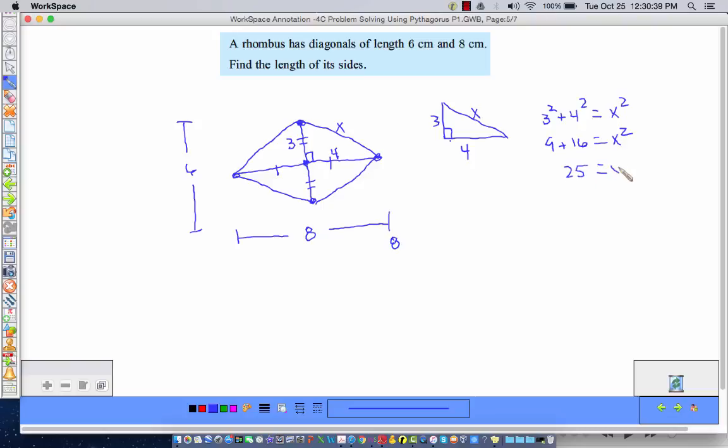25 equals x squared. Find the square root of both sides. Again, we can ignore the negative, and x is equal to 5. Oops, that's an x. So the lengths of each side of the rhombus is 5 centimeters.